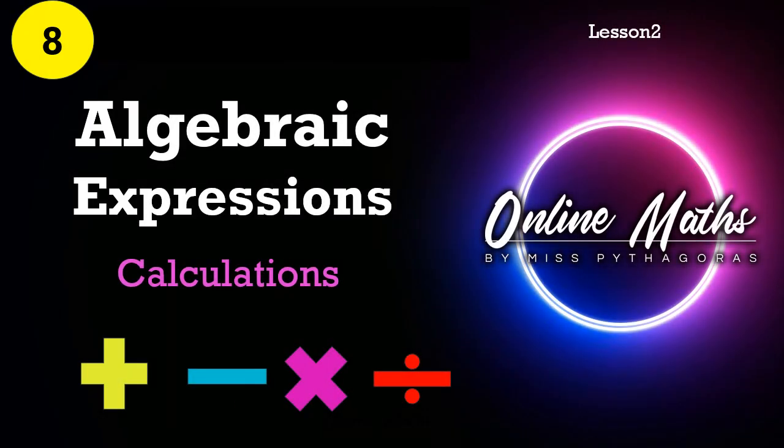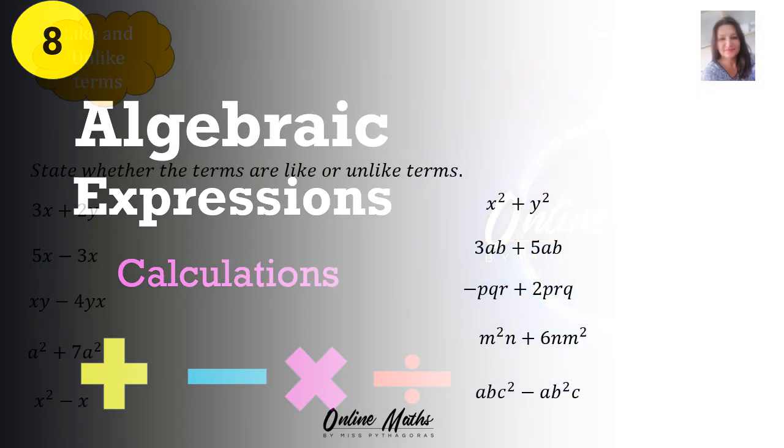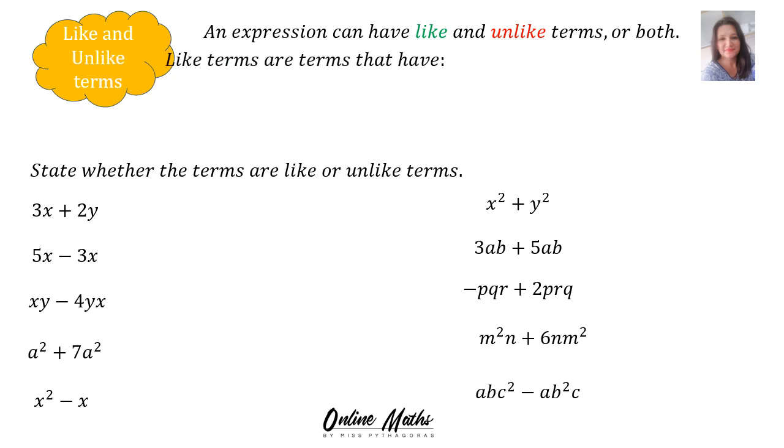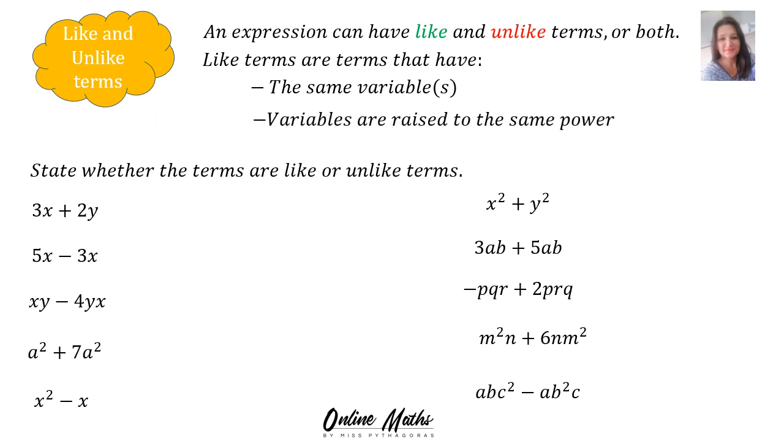Hello everybody! In this lesson, I will discuss how to do the 4 basic calculations in algebraic expressions, and I will also teach you about like and unlike terms. An expression can have like and unlike terms, or both. Like terms are terms that have the following properties. 1. The variables must be the same, and the variables are raised to the same power.